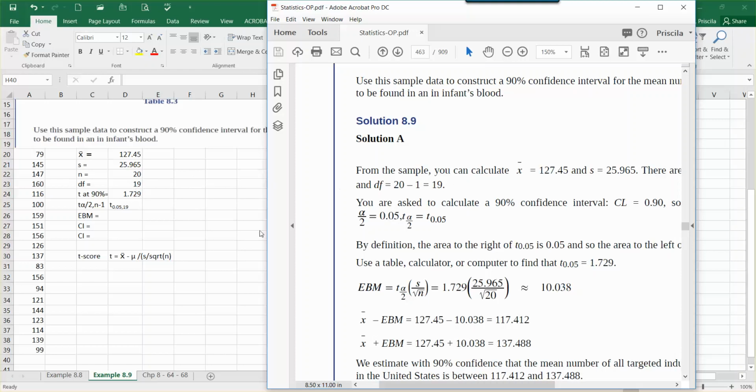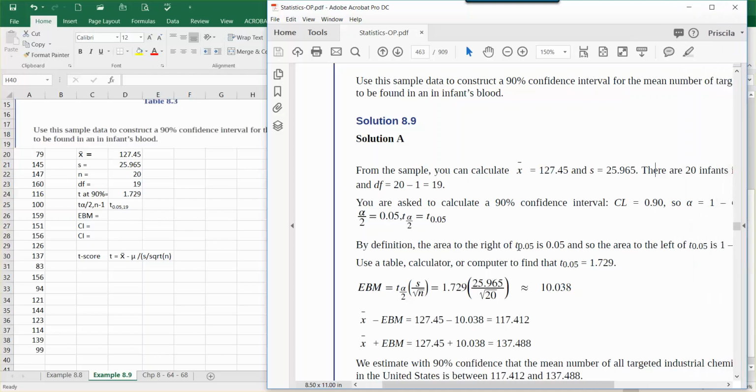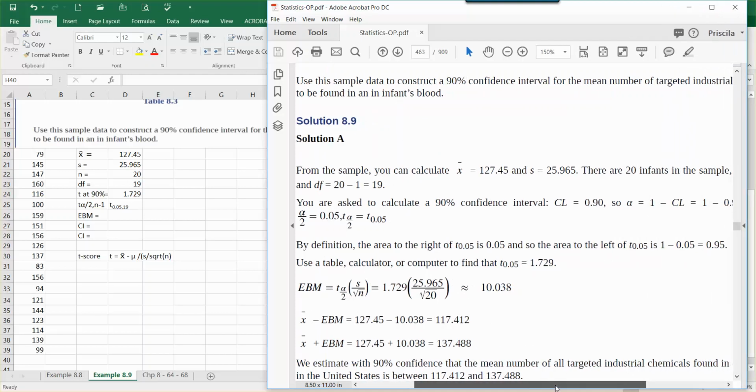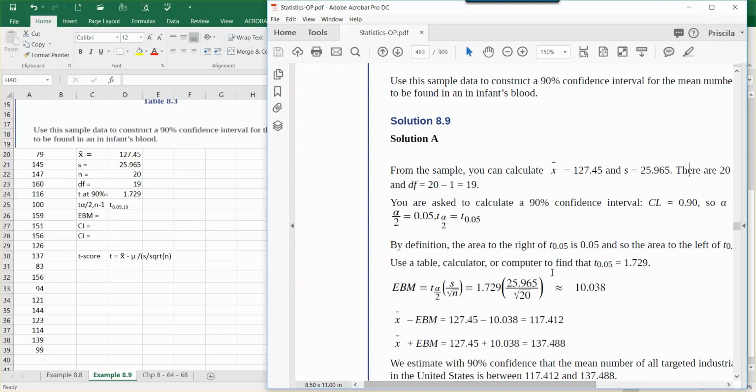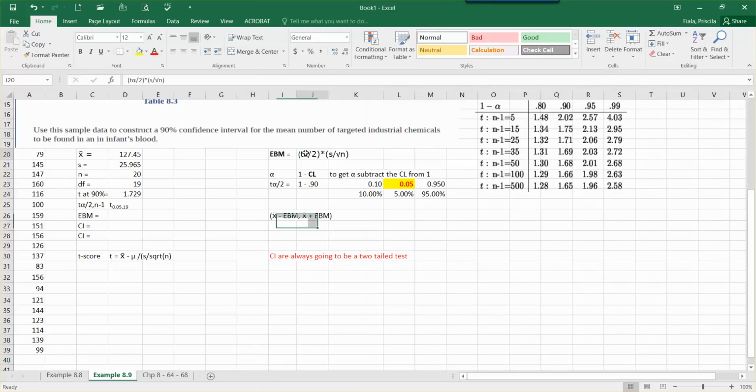And we estimated that the value for my, by definition, the area to the right of t is 5%, and so the area to the left, 1 minus 5, is 95%. So you would use a calculator, but you also can go to your table, like I just showed you, and find 1.729 over here.